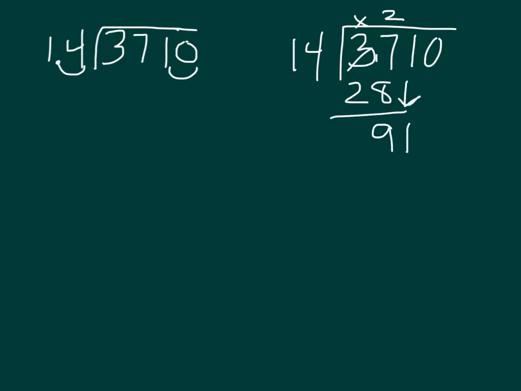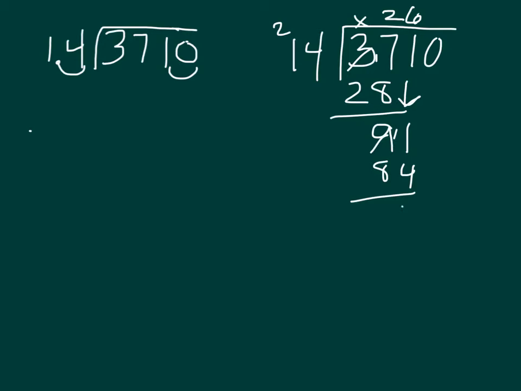Bring down my 1. And 14 is a hard one. I'm going to just take a guess and say 7 because I kind of count up by tens, but it's much more. It's 4 more than 10. So I'm going to start with 7 and see. I have 28. Oh, that's going to put me at 98. So that's not going to work. So let's go down to 6. 6 times 4 is 24, and then I get 84.